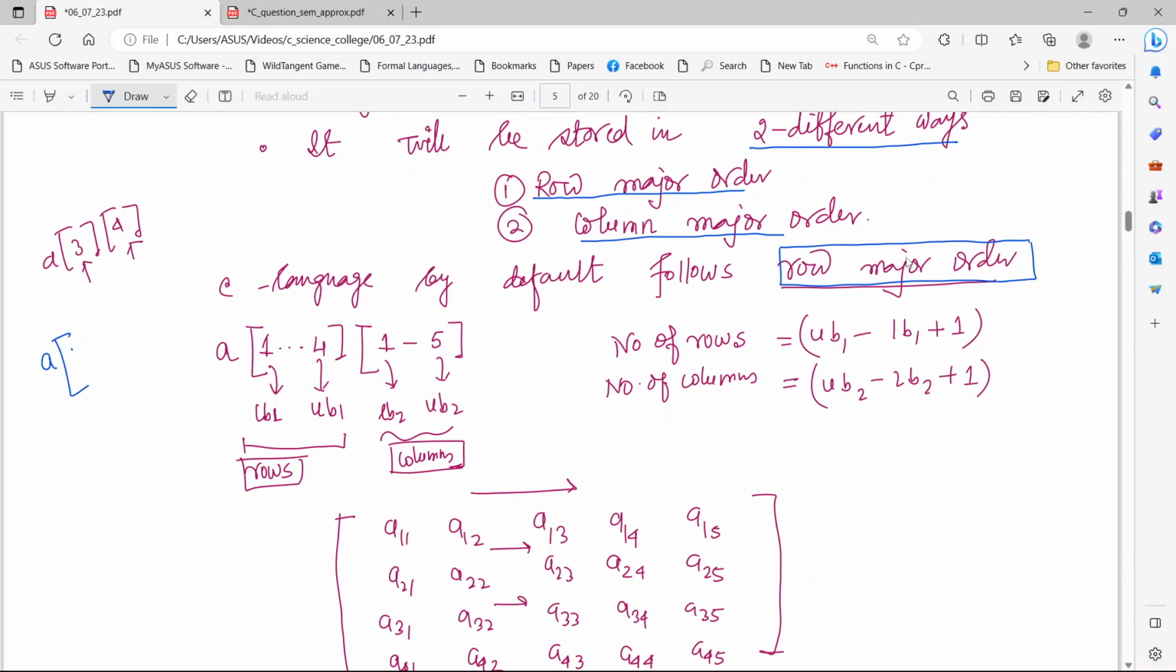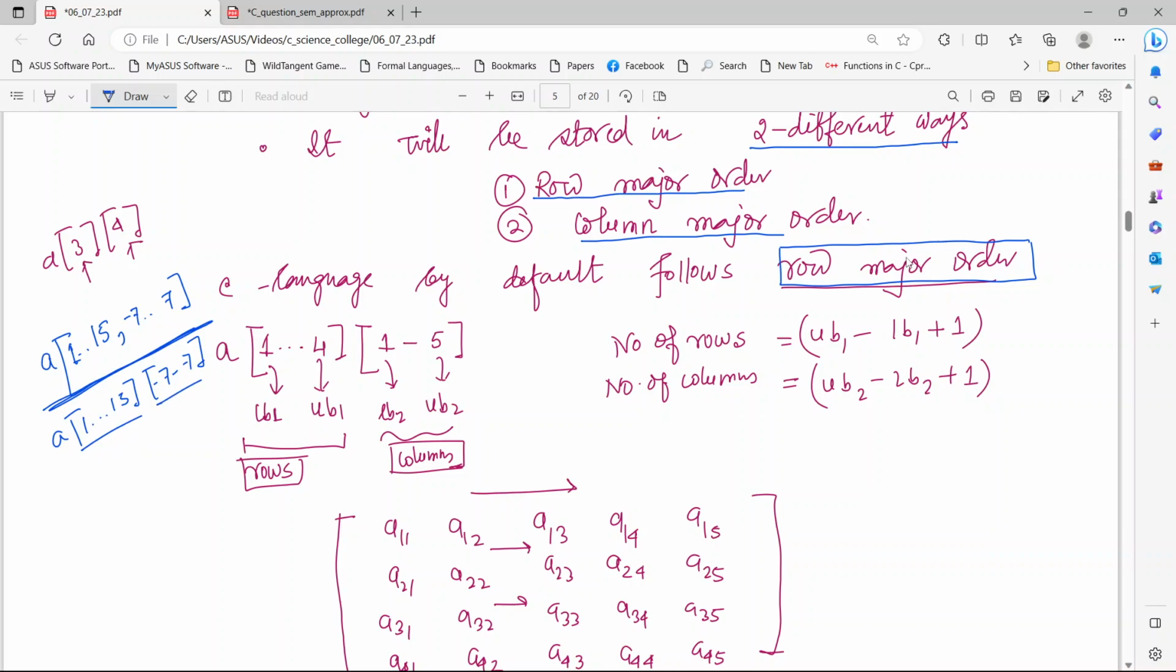So the question may be given like this, or it may be given like that. That means you can say 1 to 15, comma, minus 7 to 7. It can be written in that particular format, or it can be written in another format. This is the index, and you know this is the number of rows and number of columns.